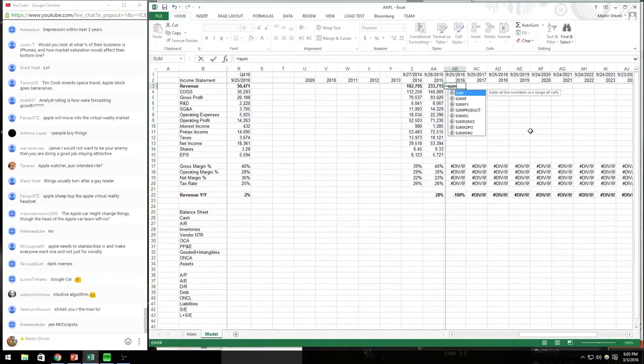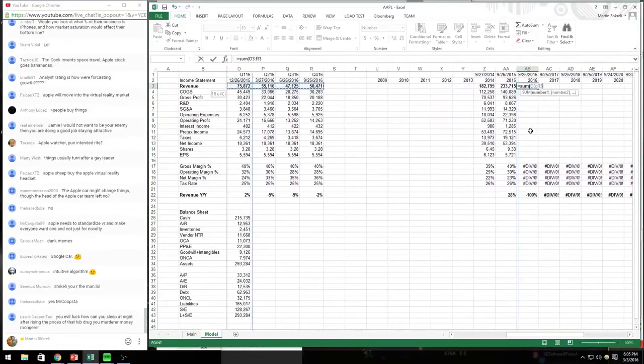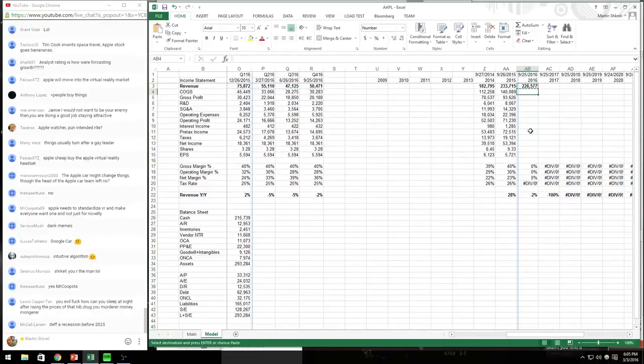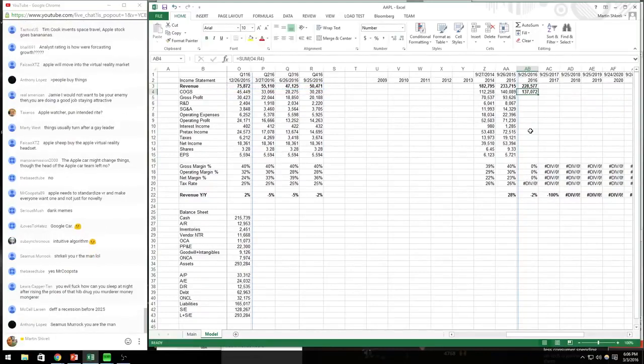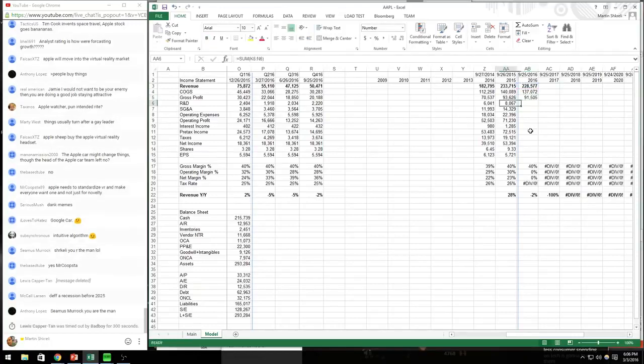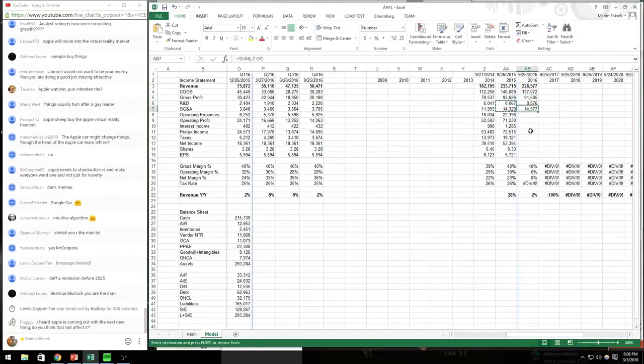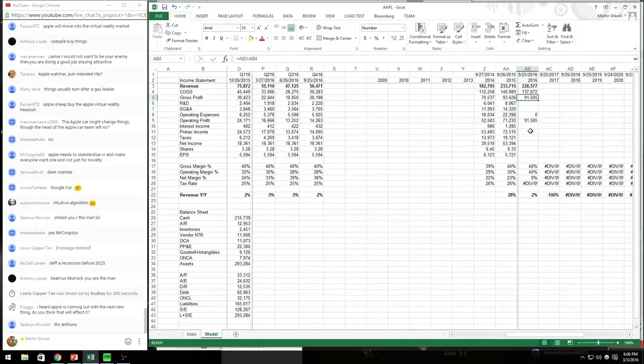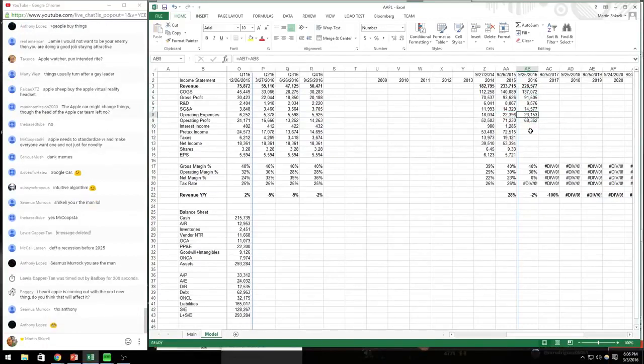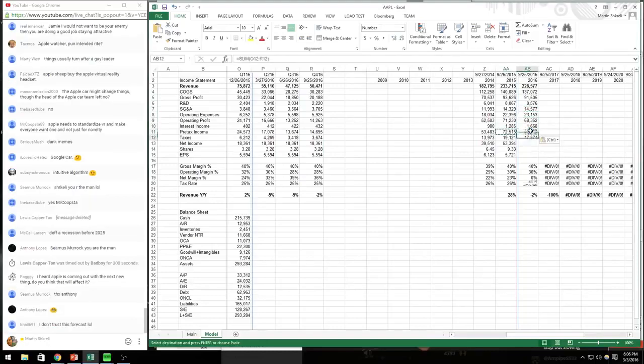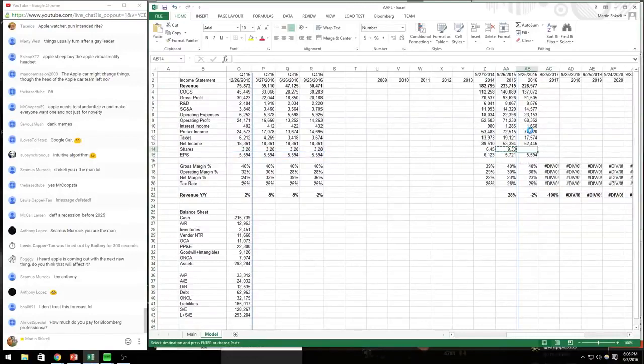Well, first, we can take the sum of, let's do 2016 real quick. All right, so we have them declining by 2% in 2016.